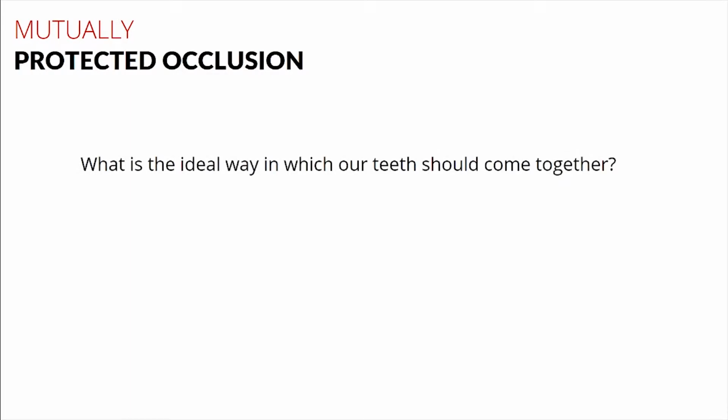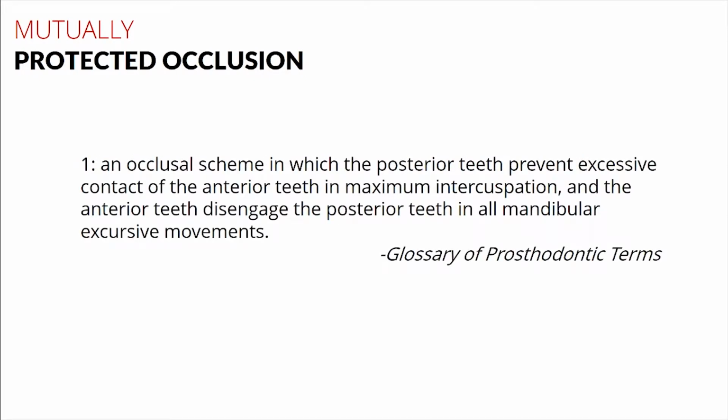And as we explore this idea of mutually protected occlusion, the question that we're trying to answer is, well, what's the ideal way in which our teeth should come together? So let's take a look at the definition according to the glossary of prosthodontic terms. So mutually protected occlusion is an occlusal scheme in which the posterior teeth prevent excessive contact on the anterior teeth in maximum intercuspation. So remember, maximum intercuspation just describes the position in which all your teeth are maximally interdigitated with each other.